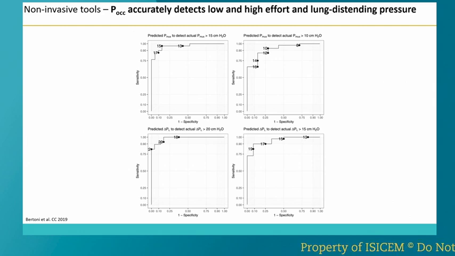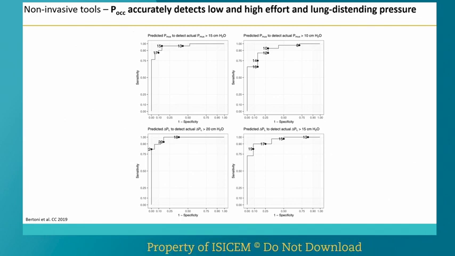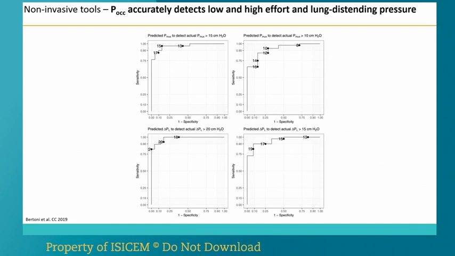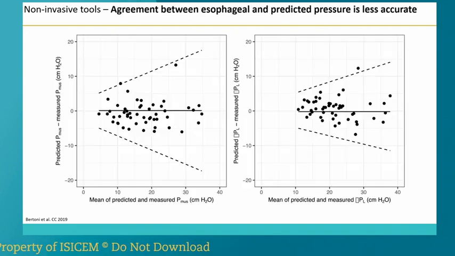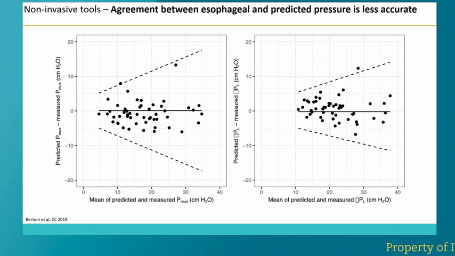And this is fairly good to detect low and high effort when using different thresholds. As you see, all these ROC curves have an area under the curve above 0.9, so they're fairly good. Not so good in terms of exchangeability, so agreement is not so good. There's some difference of up to, I wouldn't say on average, but around 5 to 10 centimeters of water, which can be a lot when talking about these numbers, so not so good there.